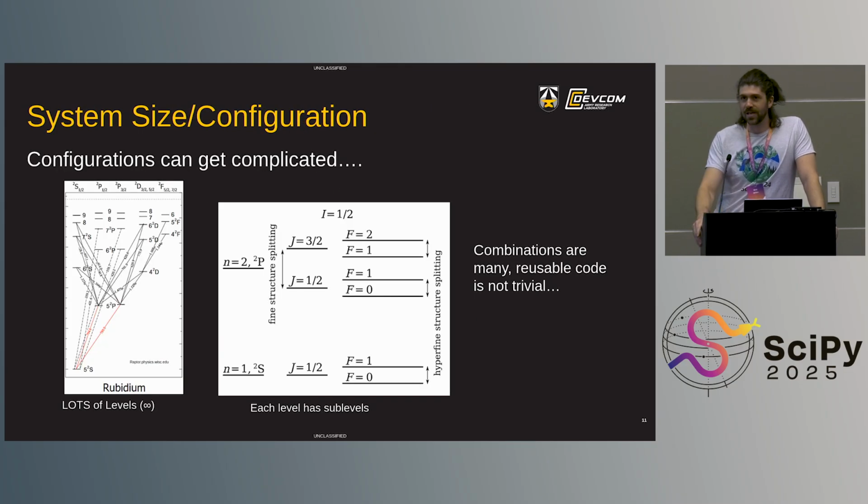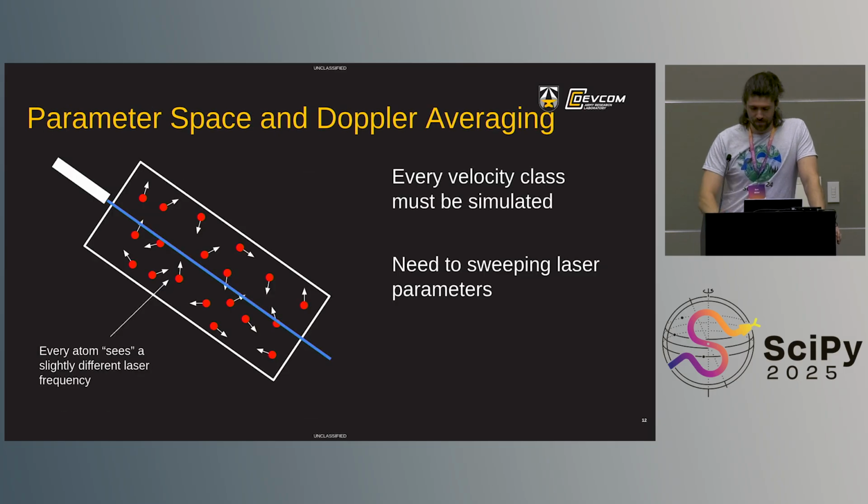This is made more complicated when you have more complicated configurations like this one on the left, where these individual levels can actually turn out to be a whole bunch of levels. This is called fine or hyperfine splitting. So all of these things make it a lot more complicated. And historically, physicists haven't really had a great way to do this. There's also this issue that we're usually going to sweep lasers over a whole bunch of different values for power or frequency. And all the atoms are moving around, which makes things even more complicated.